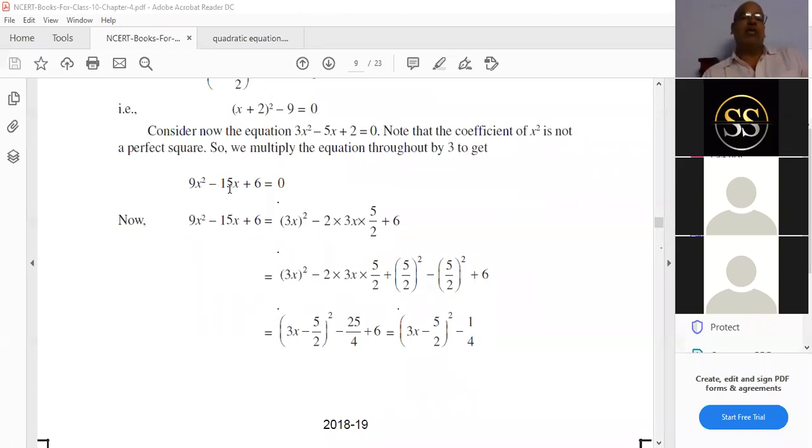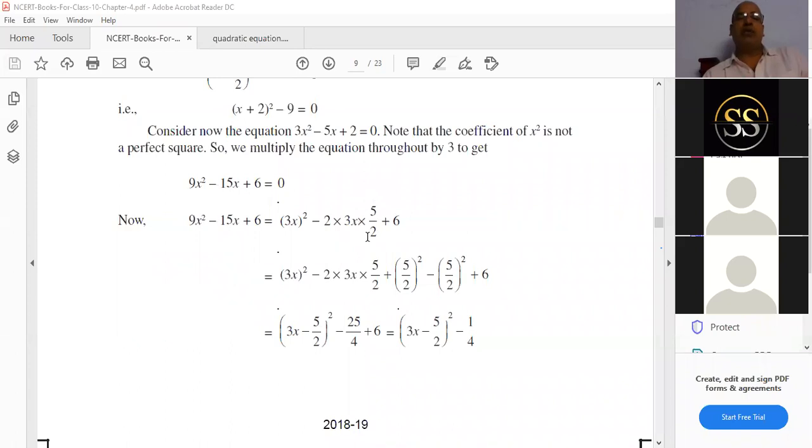Now what is left? Here 15 is there. Here 6x, 6 into what will you write to get 15x? That you have to think. This step is most important in the completing square method. How we got 5 by 2? That's the most key step.